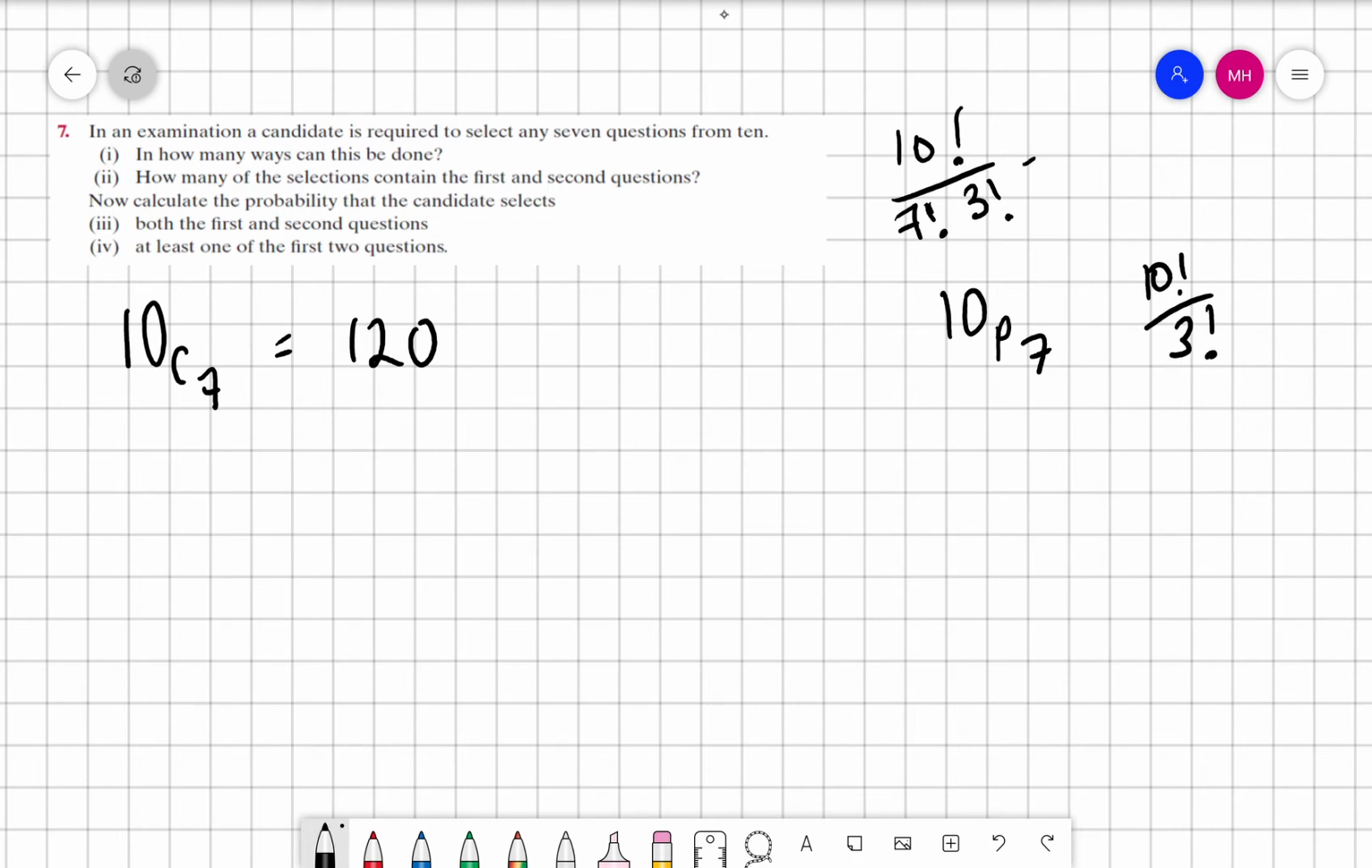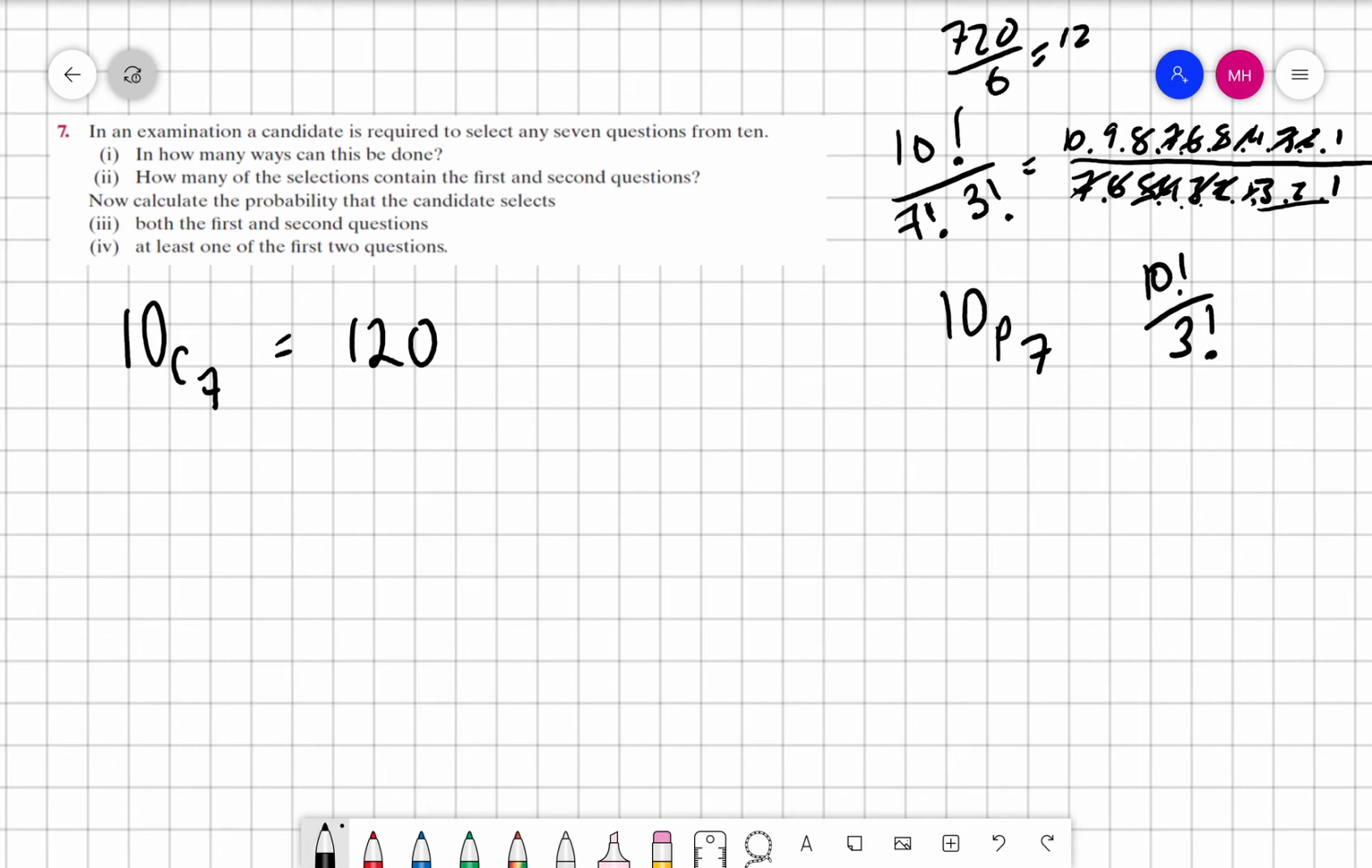So this 120, if we just look at that there, it's 10 by 9 by 8 by 7 by 6 by 5 by 4 by 3 by 2 by 1 over 3 by 2 by 1 by 7 by 6 by 5 by 4 by 3 by 2 by 1. So the 7, 6, 5, 4, 3, 2, 1 cancel, and you're left with 3, 2, and 1 on the bottom, 10, 9, and 8 on top. 10, 9, and 8 gives you 720, and 3, 2, and 1 gives you 6. And that's where the 120 comes from. Just so you know what these buttons do.